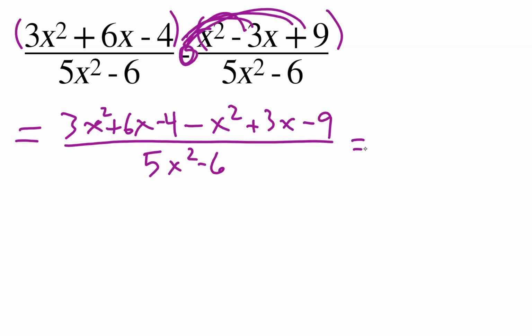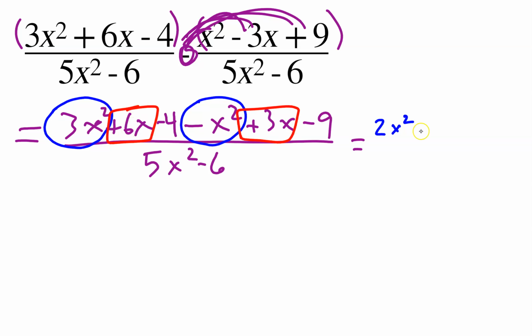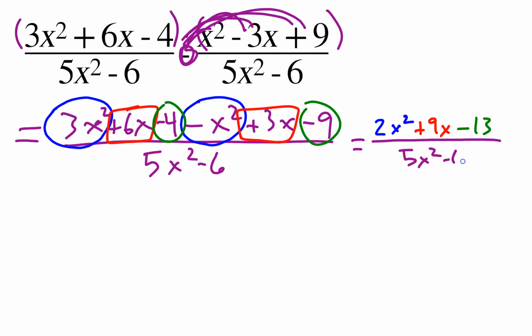So now that I've rewritten this, I can think about combining like terms. Again, we have 3x squared and minus x squared. 3 minus 1 is 2x squared. Next, I go to the x term, so plus 6x and plus 3x is plus 9x. And here we have minus 4, minus 9, so that becomes minus 13. And again, this is all over our original denominator. Nothing had to change because my denominators were already the same.